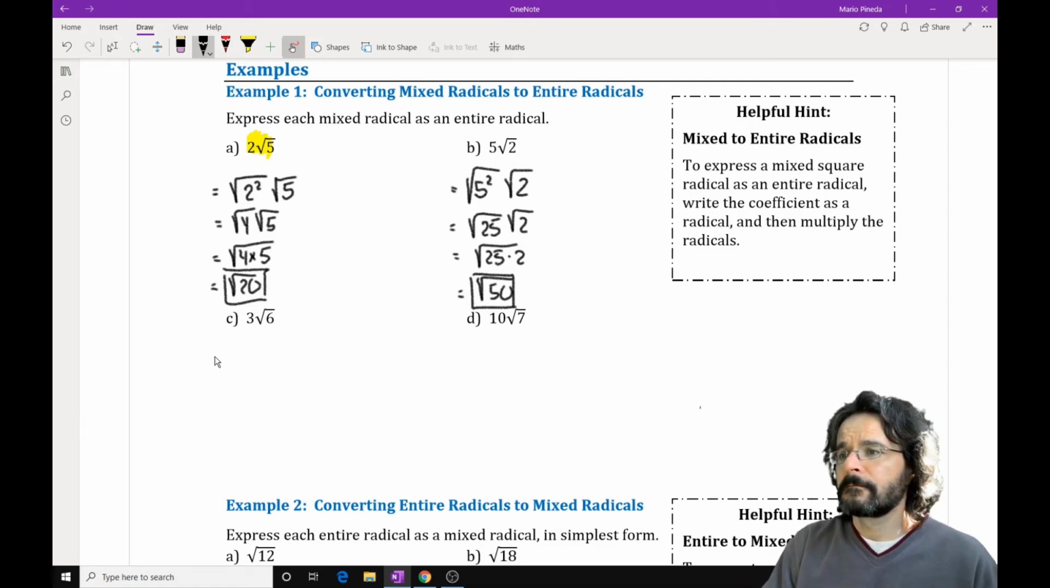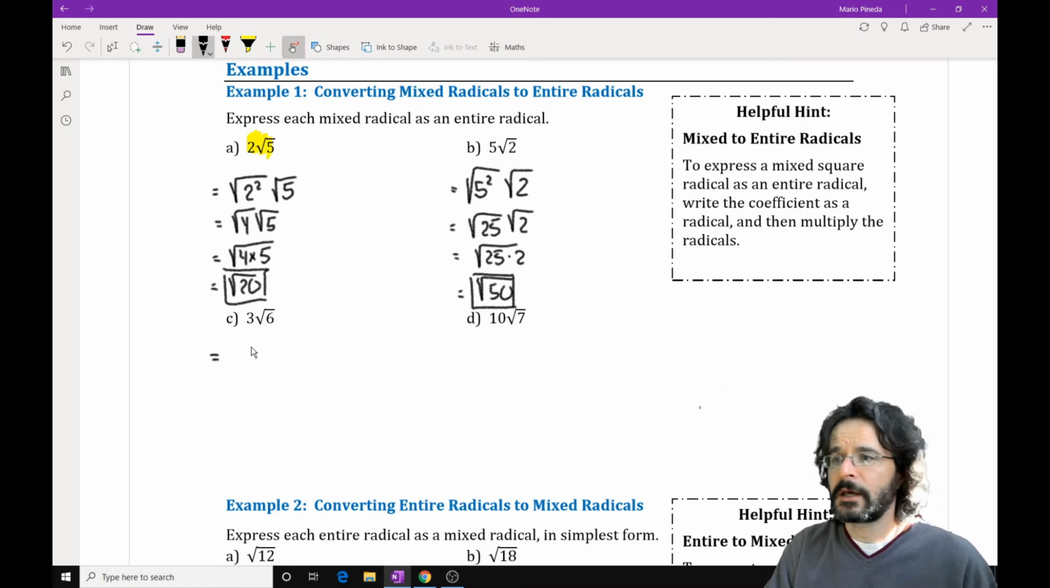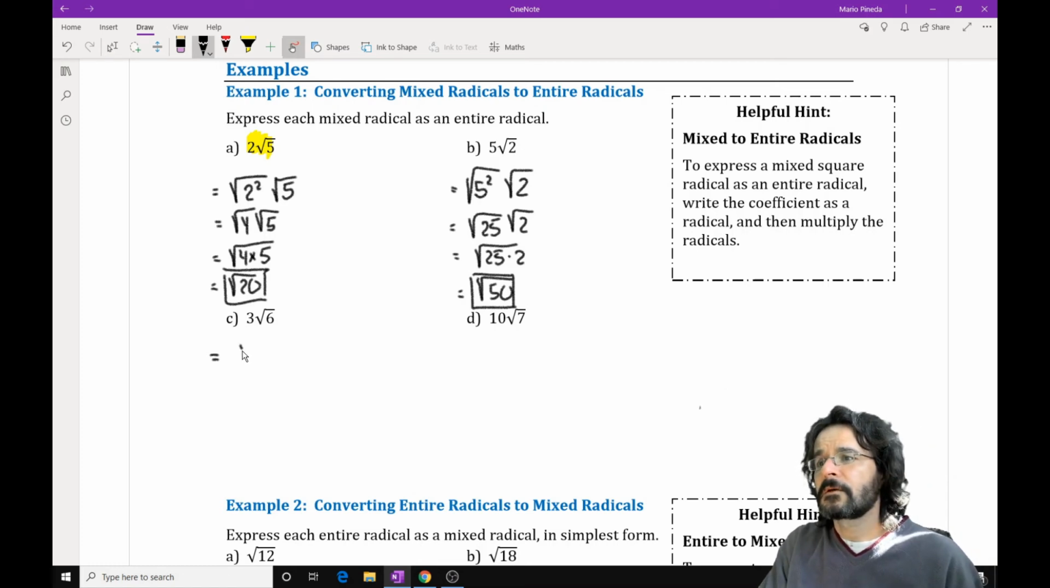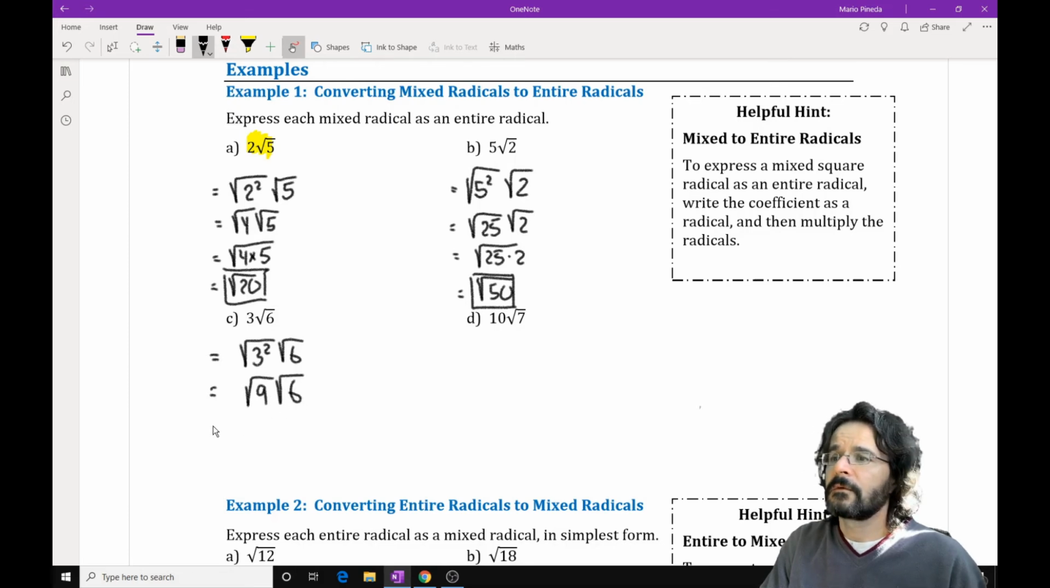In C, same procedure again. We're going to take square root of 3 squared times square root of 6. This is the same thing as square root of 9 times square root of 6. We can put the two radicands on the one radical symbol, square root of 9 times 6, which is the same thing as square root of 54.